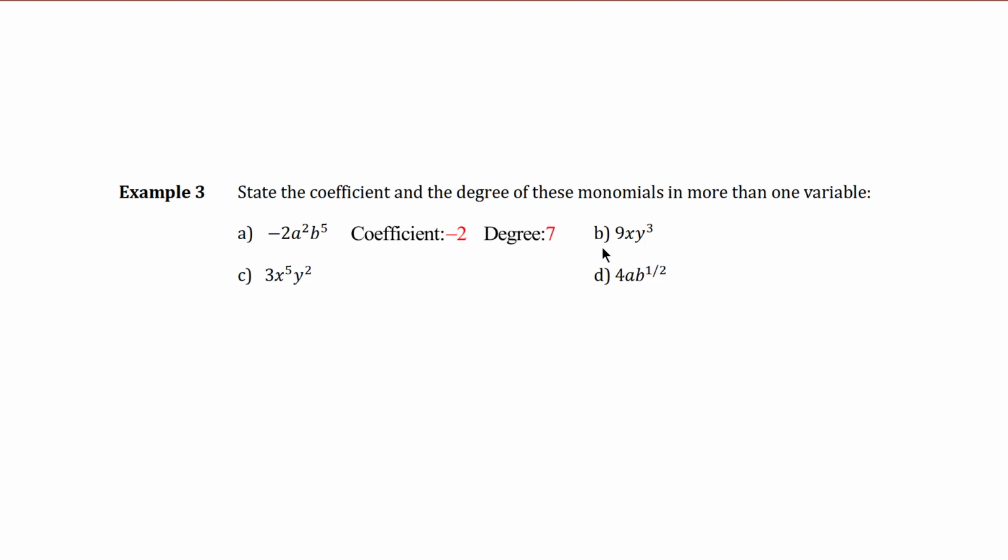For part B, we have 9x y cubed. The coefficient is 9, and the degree would be 4. We have the exponent of a 1 on the x and a 3 on the y. 1 plus 3 is 4. For part C, we have 3x to the 5th power y squared. The coefficient is 3, and the degree would be 7. We just add together the exponent of 5 on the x and 2 on the y to get 7. For part D, we have 4a b to the 1/2 power. This one would not be a monomial.